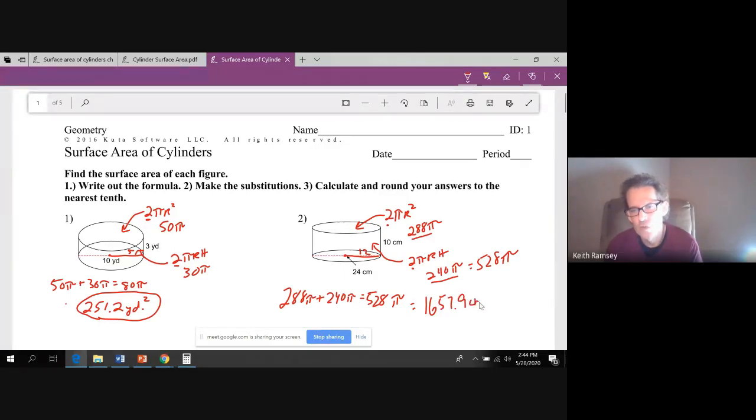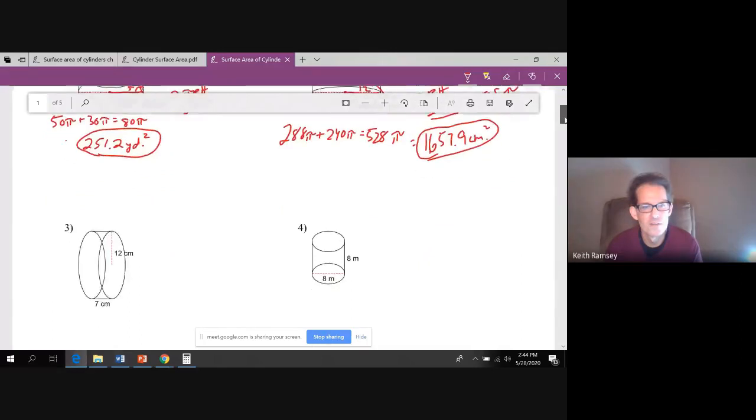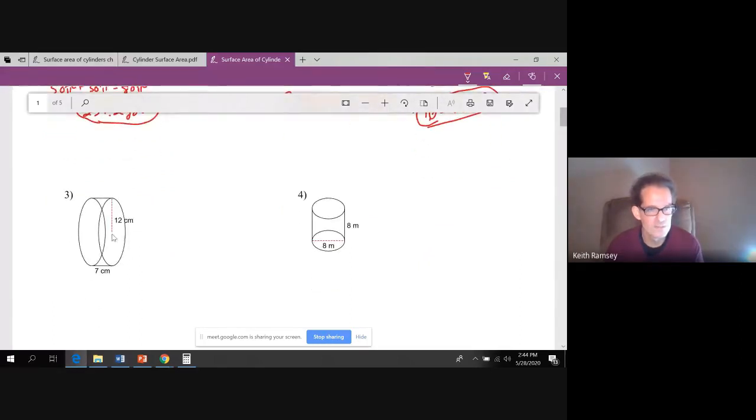And we'll say that's square centimeters. And that's my surface area for number 2. Let's check out 3 and 4 together. So for 3, it gives you a radius of 12, but for 4, it's giving you the diameter. Remember, for your formula, you don't want that. You want the radius. So half of that is going to be a radius of 4. So try to find the surface area of 3 and 4. If you need help, let me know.